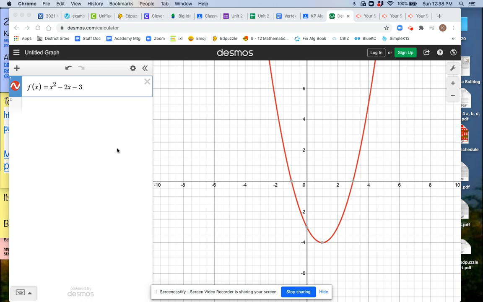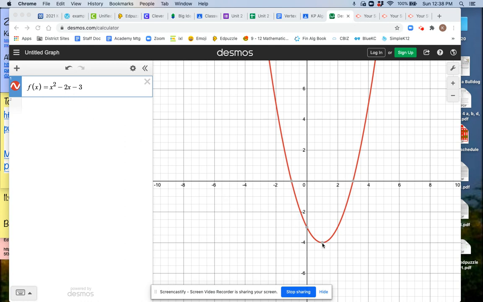The purpose of this video is to show you how to take a quadratic in standard form and create the graph and label the important points. So I've already written the equation in. It's f of x equals x squared minus 2x minus 3. Notice it's red over here, so I know that the red graph corresponds to this function.